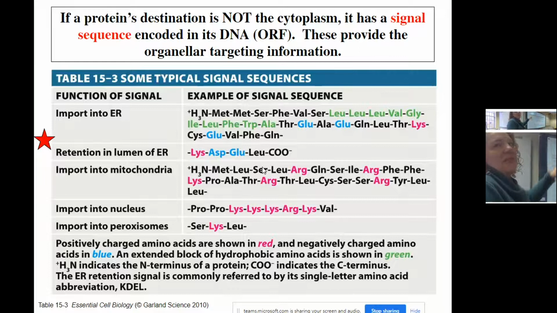That particular C-terminal tag. That's not the only C-terminal tag that exists, but then these two examples that we see down here are internal.